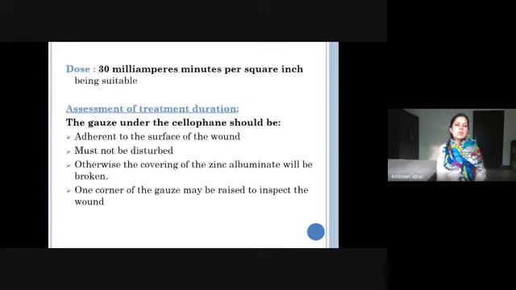The dose we are going to apply is 30 milliampere-minutes per square inch, being suitable. Assessment of the treatment duration: how will we assess that treatment has been completed? There are certain points you must consider when you are going to complete the duration.